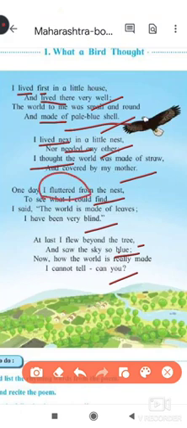Here we have the word fluttered. Fluttered means he tried to spread his wings while fluttering. So his wings become very strong. He tries to fly in the nest by fluttering his wings.